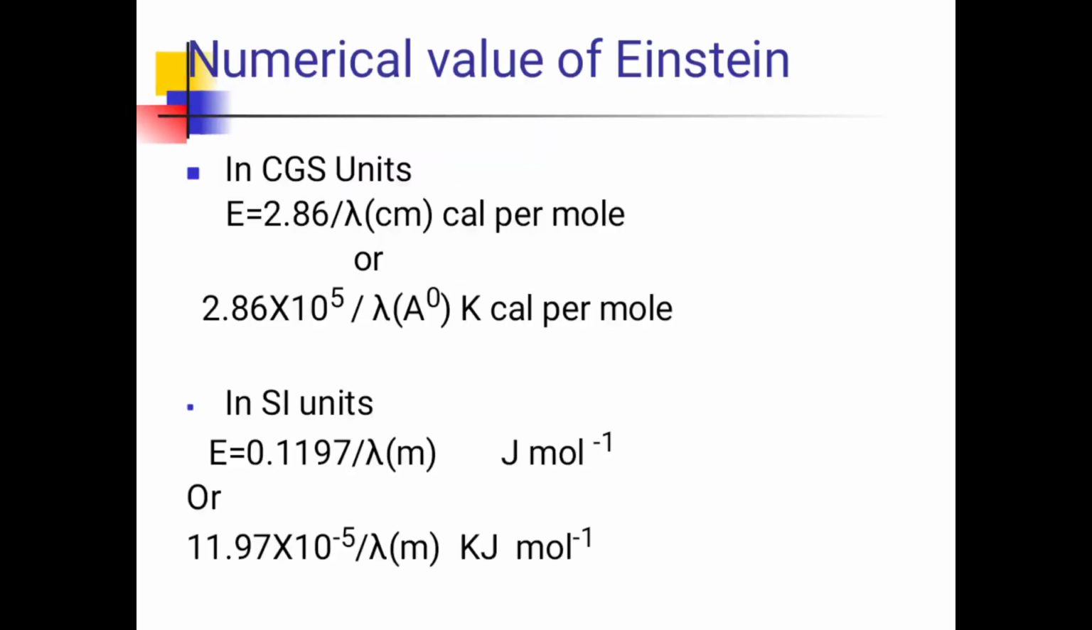In numerical values of Einstein, in CGS unit, E equal to 2.86 divided by lambda calorie per mole, or 2.86 into 10 to the power 5 divided by lambda calorie per mole. In SI unit, E equal to 0.1197 divided by lambda joule per mole, or 11.97 into 10 to the power 5 divided by lambda joule per mole.